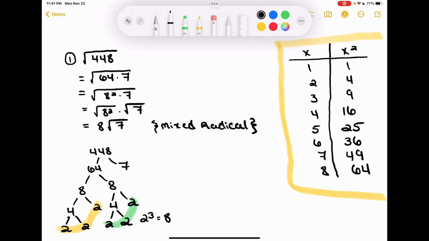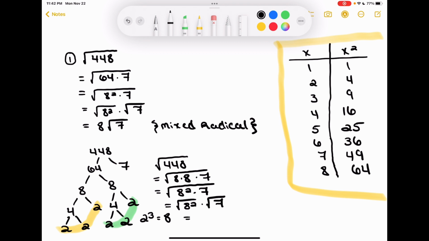So if I'm going to construct this root of 448, what I can say is this is equal to 8 times 8, because we had two equal groups of the prime factors and they multiplied to make the 8's, and then times 7. Now I can write the square root of 8 squared times 7, and follow the same process and separate them into their own radicals. And finally, what's the square root of 8 squared? That's just 8 root 7.